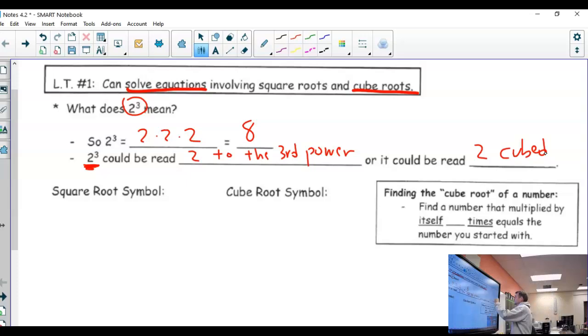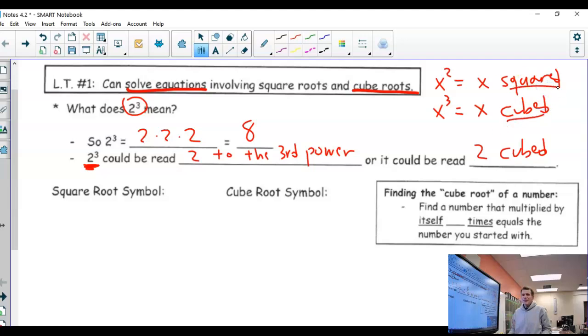So from last section, we've got this, which is x squared. Squared means to the second power. And this section, we've got x to the third, which can be read x cubed. So when you have something to the second power, you can call it squared. When you have something to the third power, you can call it cubed. And after that, there's no more cool names. After that, it's just to the fourth power, to the fifth power, and so on. All right, so right here we have 2 to the third power, or 2 cubed.